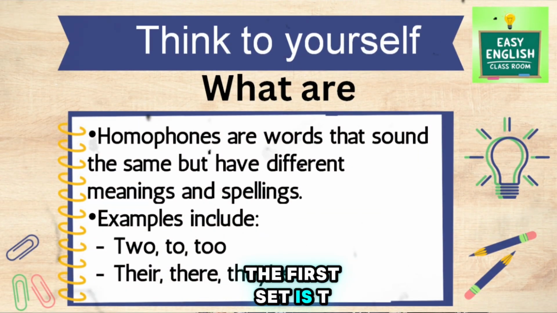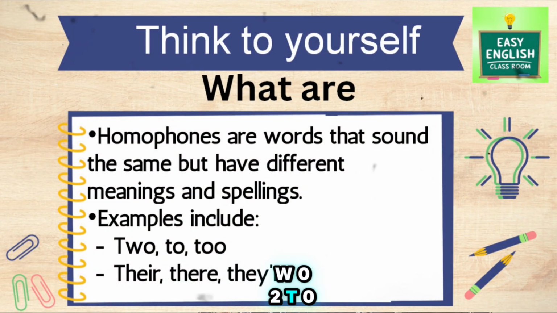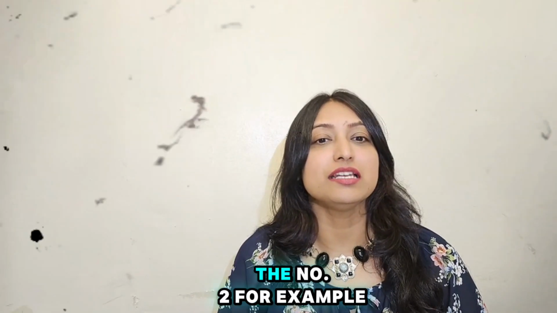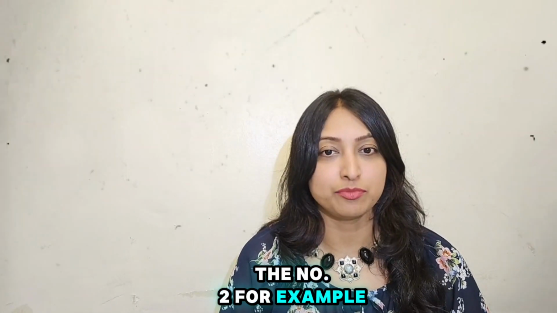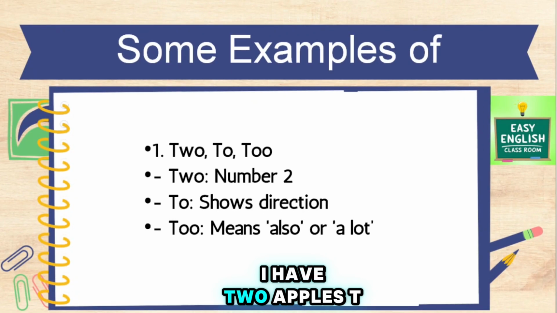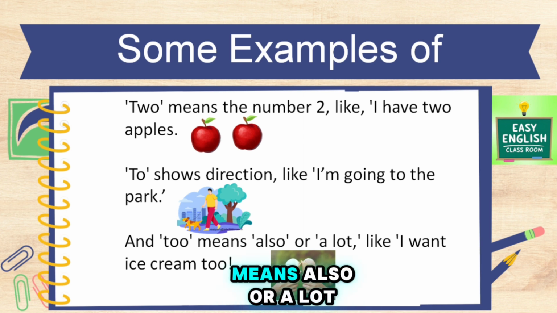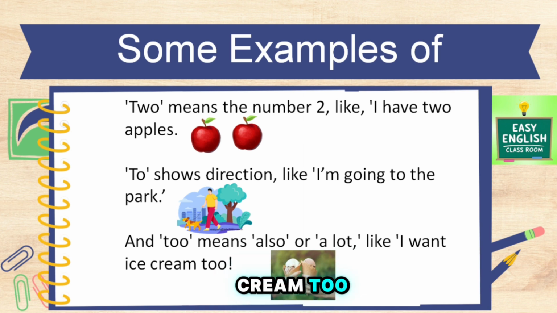The first set is two, to and too. Two means the number 2. For example, I have 2 apples. To shows direction, like I'm going to the park. And too means also or a lot. For example, I want ice cream too.